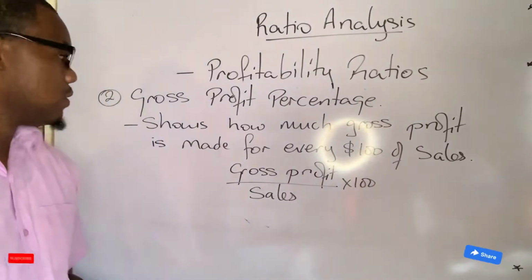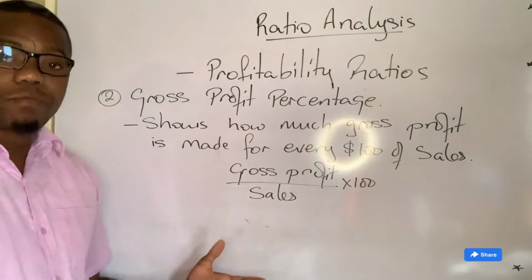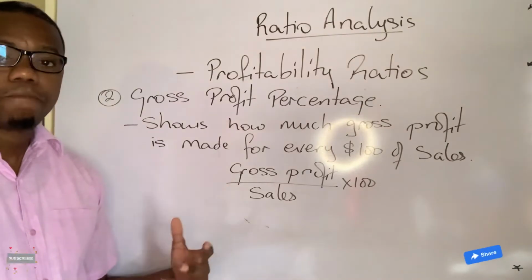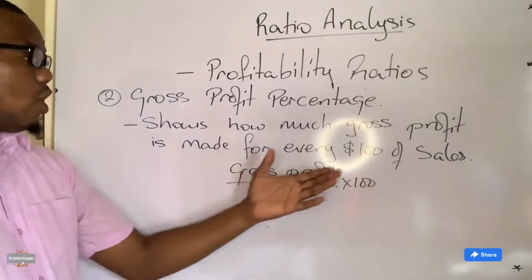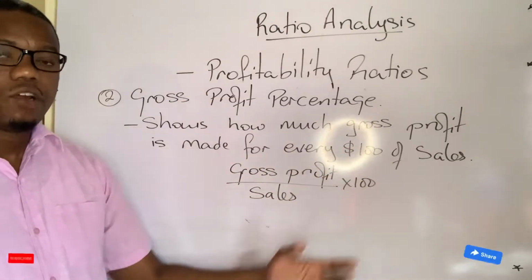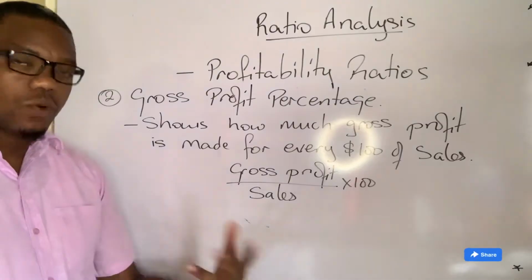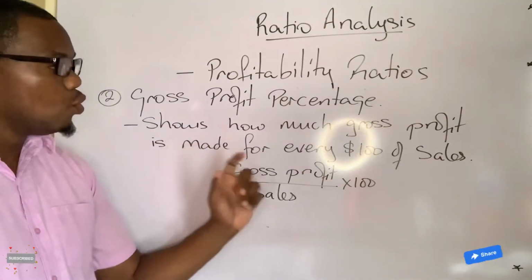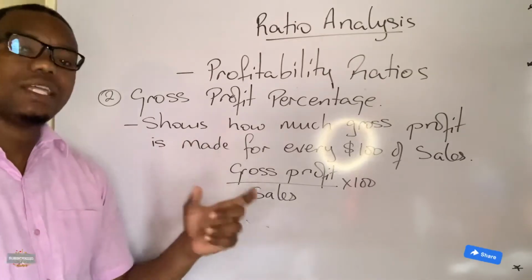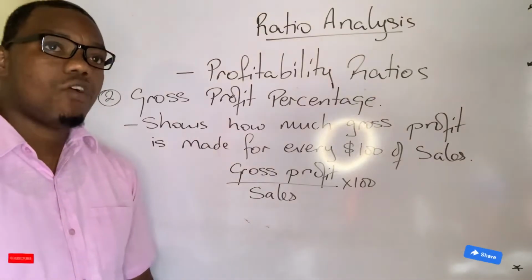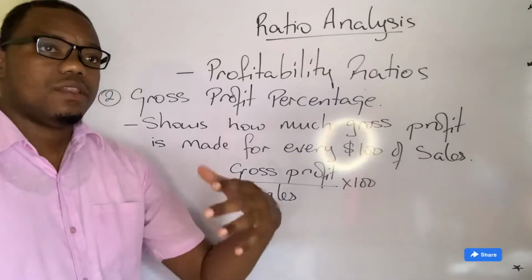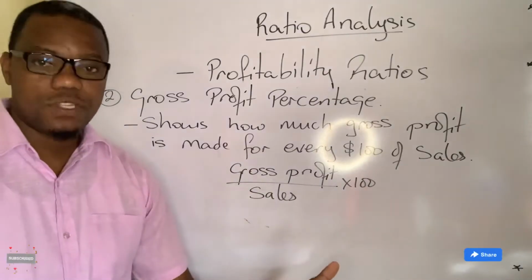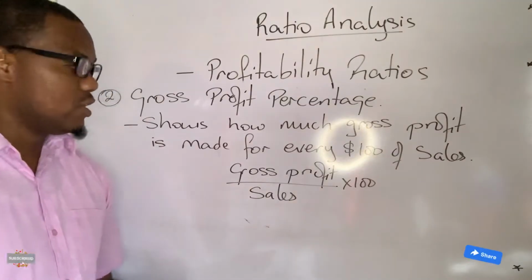Now the gross profit percentage, or the gross profit margin, or the gross profit to sales, shows how much gross profit is made on every $100 of sales. As an investor, you want to buy the business, you're looking at the ratios. If you look at the gross profit percentage, what it actually tells you is that from this amount of sales, this amount is made as gross profit. So it's a very important ratio as well.